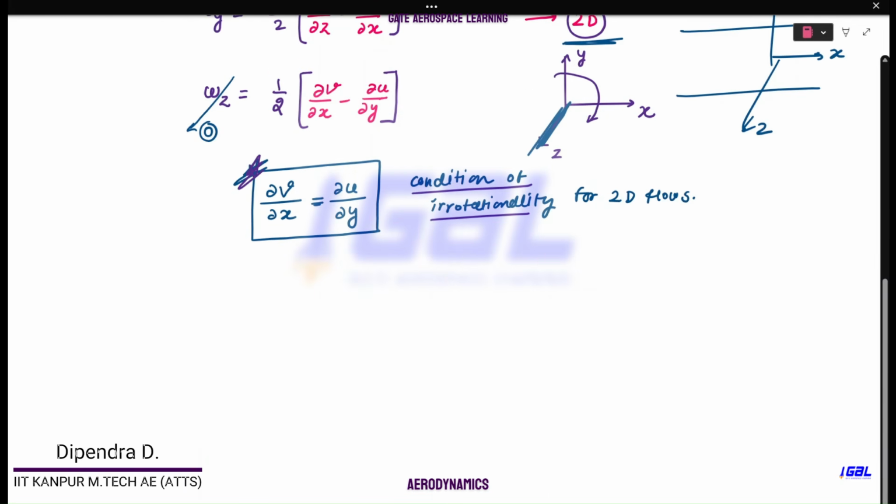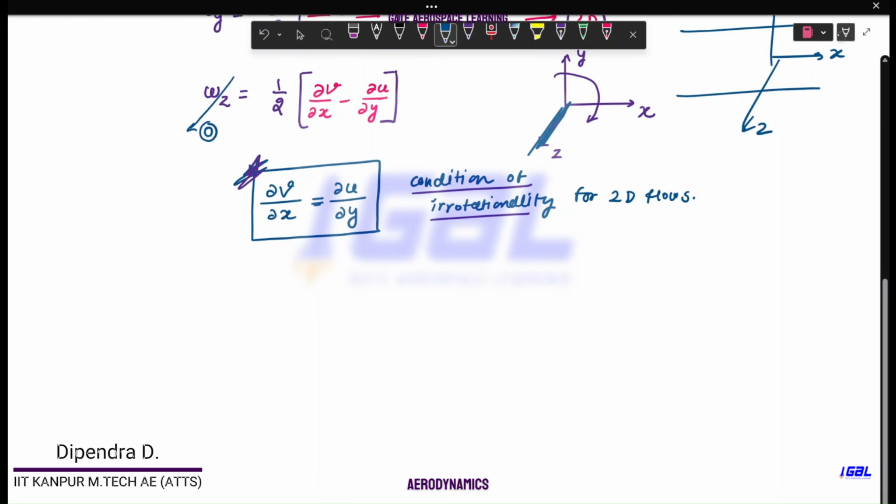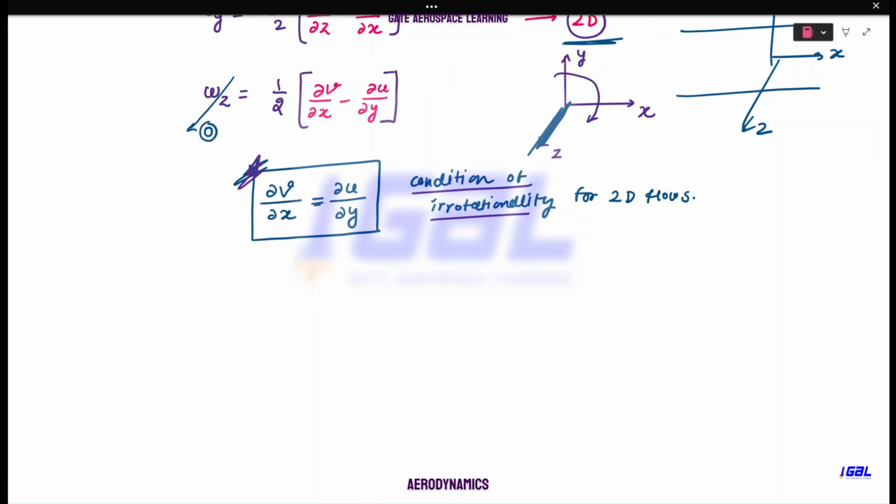If someone gives you a velocity field or velocity vector, just check this condition for the 2D case. When the condition is satisfied for a particular velocity vector, your flow is irrotational; the fluid is not rotating. But if this condition is not satisfied, then you can confidently say that the flow is rotational. That means the flow is rotating in the xy plane, about the z-axis. I hope this is clear.